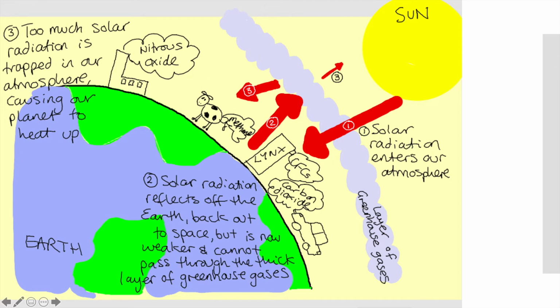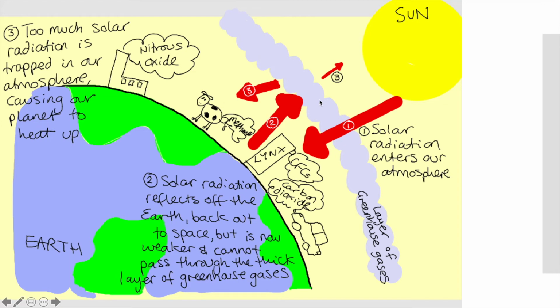So that layer of greenhouse gases will get thicker and thicker due to the cars, the CFCs, the livestock and factories. Think of it as a thicker duvet when you're in bed, and you just keep on getting hotter and hotter and hotter. That's kind of what it's like. So, number two, this heat radiation or solar radiation can't be pushed back out into space. That's a big problem.